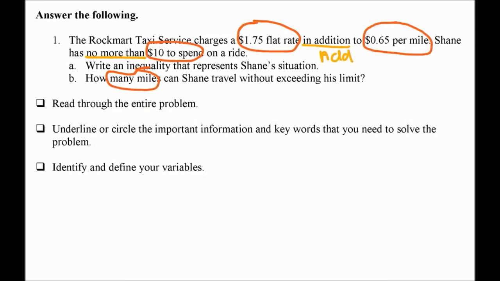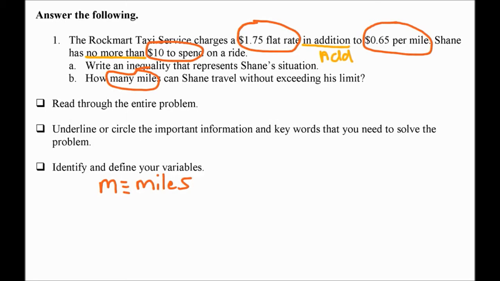So identify and define our variables. We know that our variable in this case is going to be m, which you can use really anything you want. I just use m for miles, but you could call it x if you wanted to. You could call it d. You could draw a little cheeseburger. It doesn't matter what kind of symbol you want to use. I'm just going to use m for miles. So this is my variable, and I have defined my variable. I'm saying m is miles.